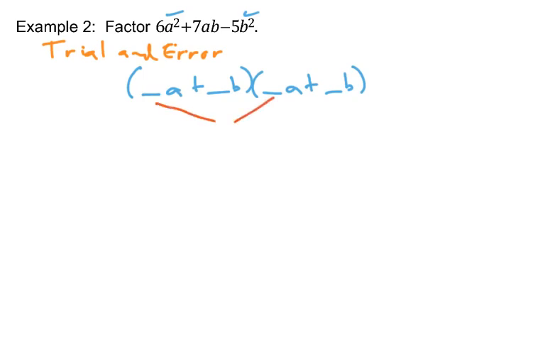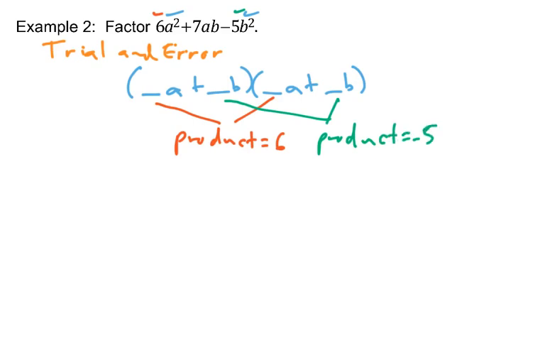These 2 numbers here, which is how you would get the a times the a or the a squared, the 2 coefficients would have to multiply together to give you a 6, that leading coefficient. So you're looking for 2 numbers whose product is 6. These 2 numbers, by contrast, are going to get you the coefficient of the b squared term. So in these blanks, I'm looking for 2 numbers whose product is -5.